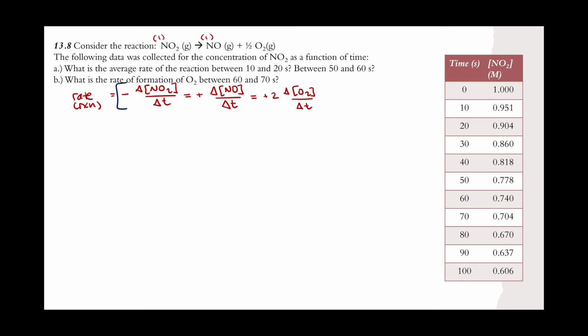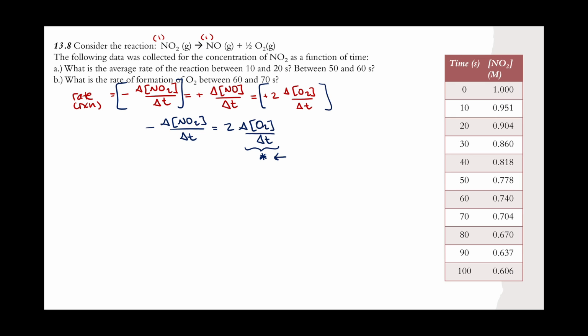We have this in our equation, and since everything is equal to each other, the rate of consumption of nitrogen dioxide has to be equal to the average rate of production of the oxygen gas. So we can make a new equation that will look like this. And we would be solving for this piece. This is what we want.